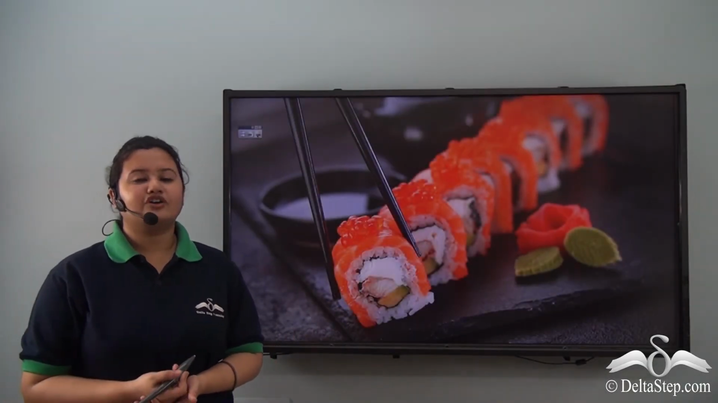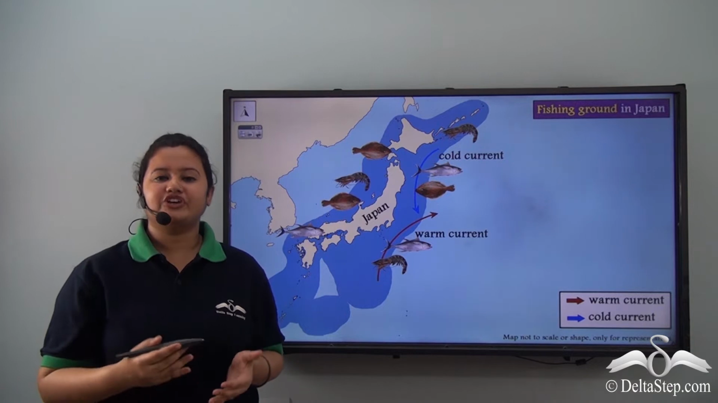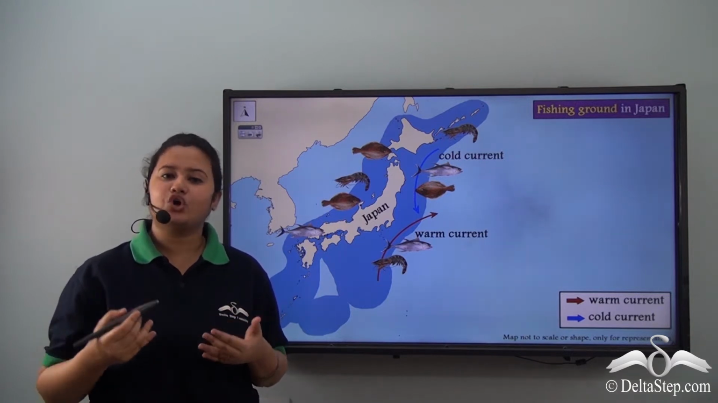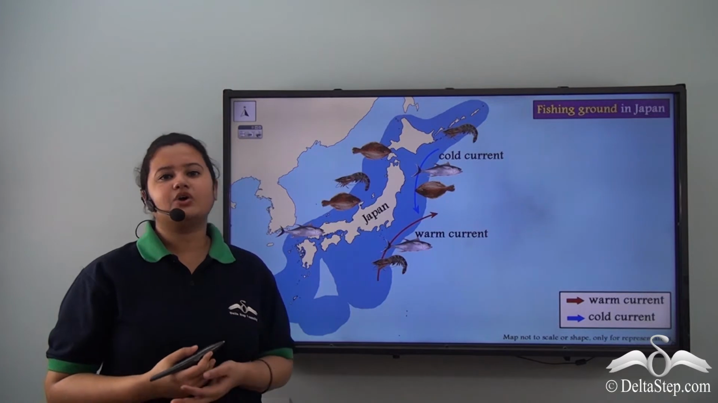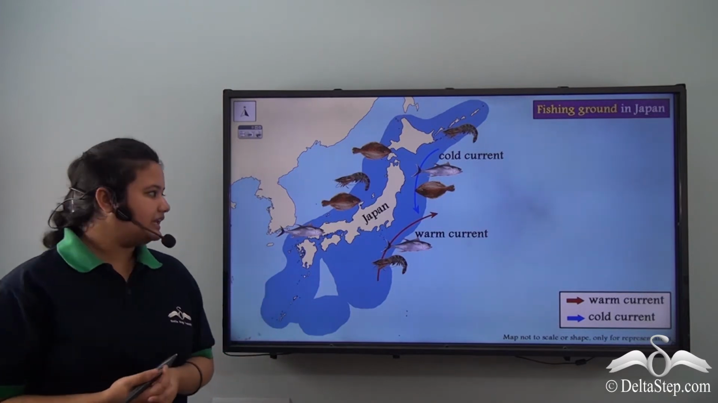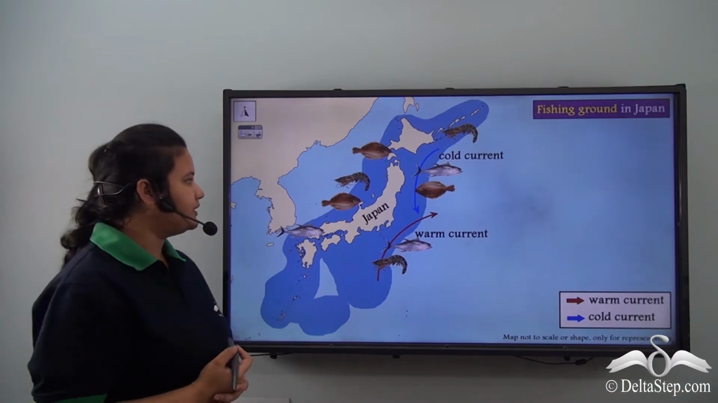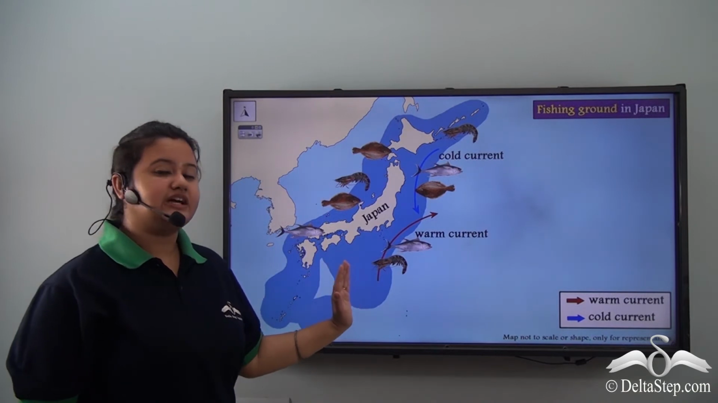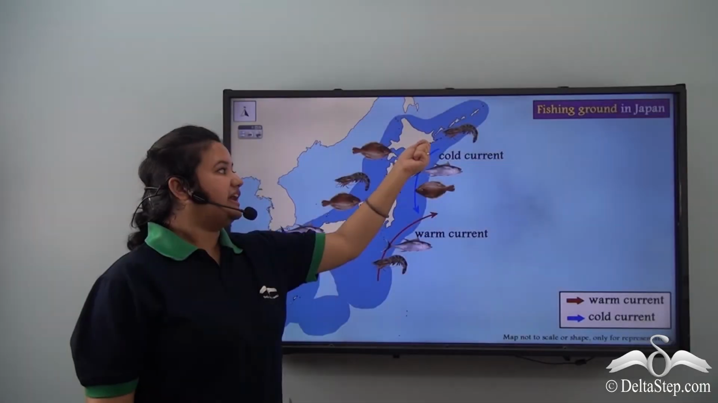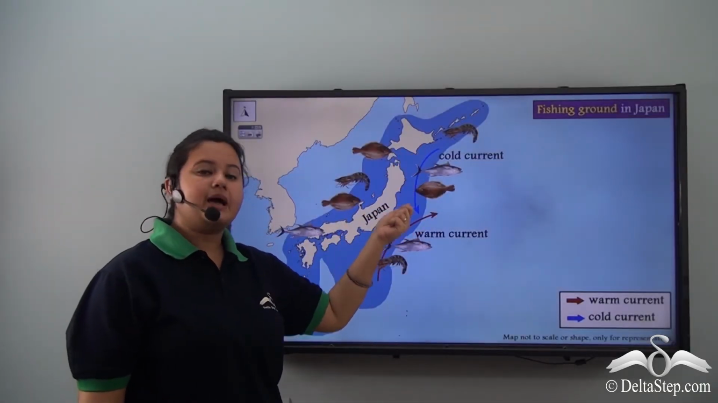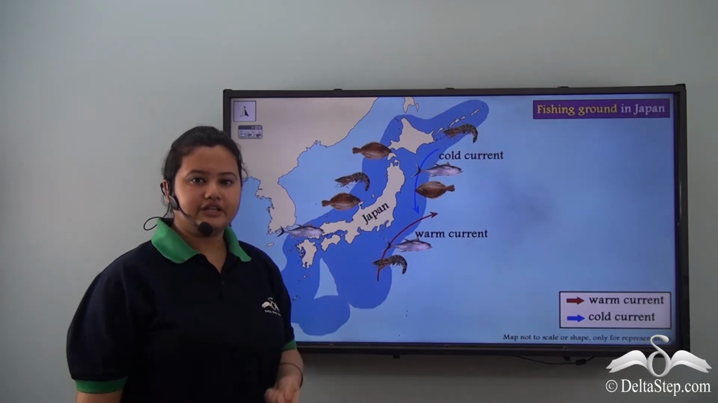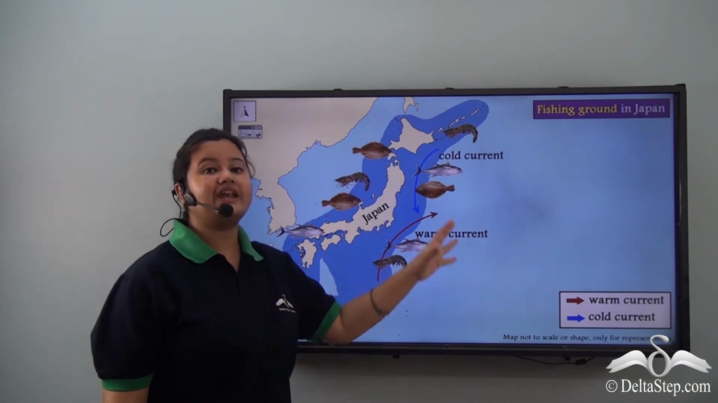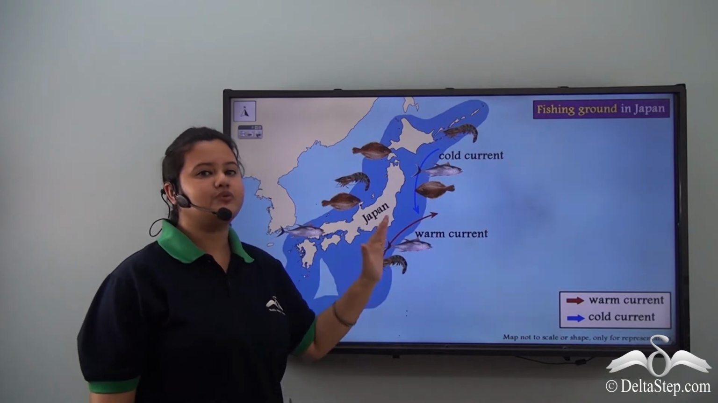Now, let us look at one of those fishing grounds. We have already learned that a fishing ground usually develops at the confluence of a warm and a cold current. The Kuroshio current, which is a warm current, flows along the eastern coast of Japan. Here it meets with a cold current. When this cold current comes here, it brings planktons and nutrients along with it from deep oceans, and therefore a very prosperous fishing ground can be found here.